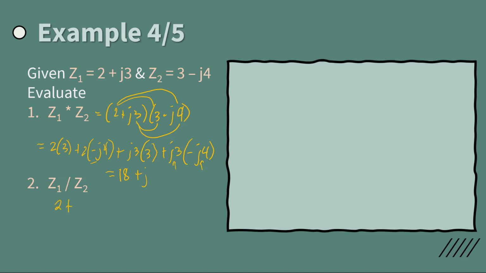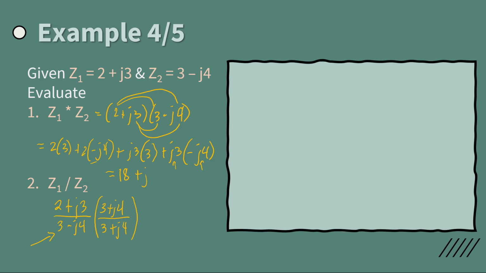2 plus j3 divided by 3 minus j4. We need to make sure that the denominator is not a complex number, so it should be a real number. In that case, we need to multiply by the conjugate of the denominator, which is 3 plus j4. The conjugate is just simply changing the sign of the imaginary part. Then multiply the same in the numerator so that the expression stays the same. So this one is simply equal to 1.